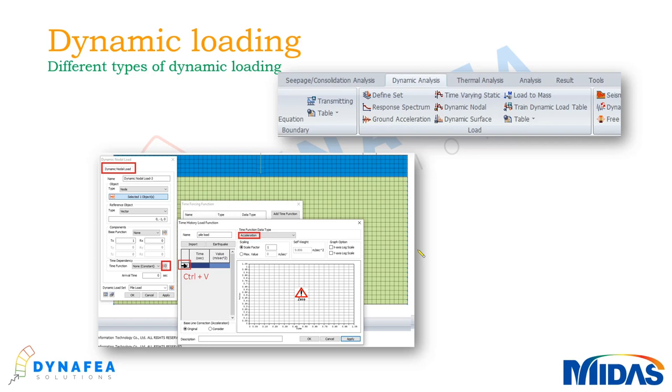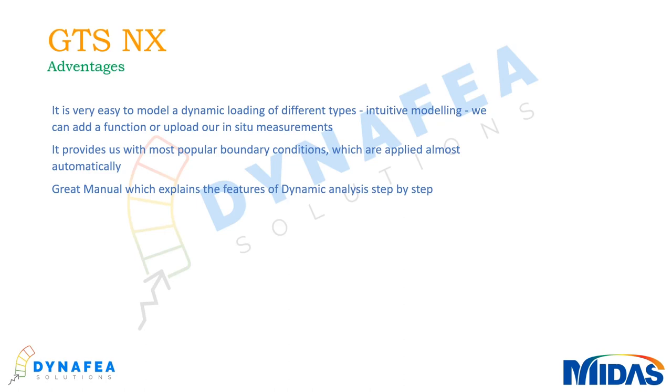When you start working in GTS NX on the dynamic analysis, you'll see that it's very, very easy to model dynamic loading of different types, what I've just said. It's very intuitive modeling. We can add a function or upload our in situ measurements. It also provides us with most popular boundary conditions, which are applied almost automatically. And last but not least, GTS NX has a great manual which explains the features of dynamic analysis step by step.